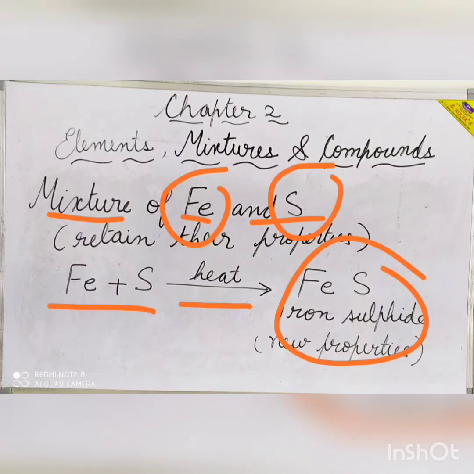So it has totally different properties. From this we make the conclusion that compounds have totally new properties different from the elements which were used in making the compound, and in mixtures the elements or the compounds which are present retain their properties.